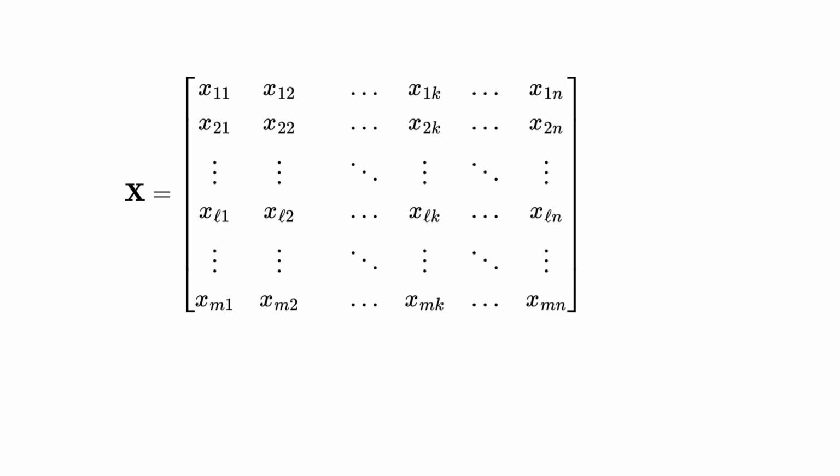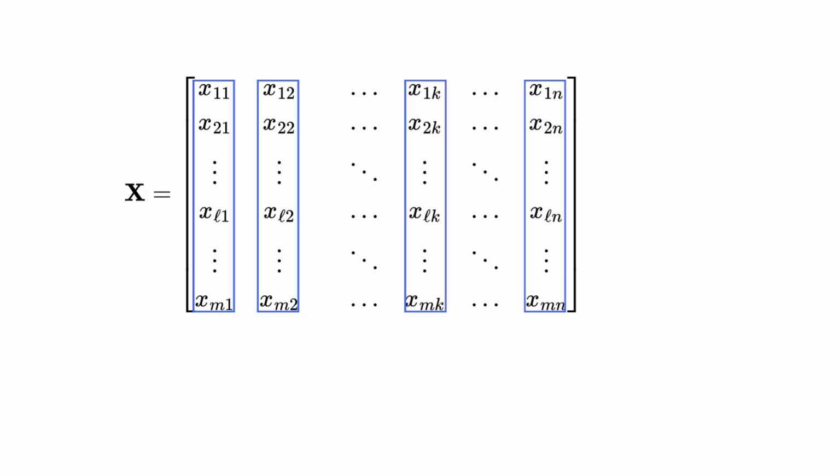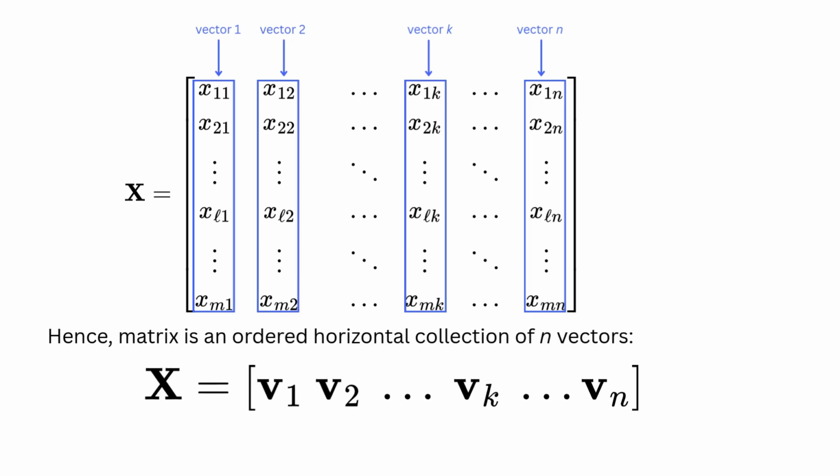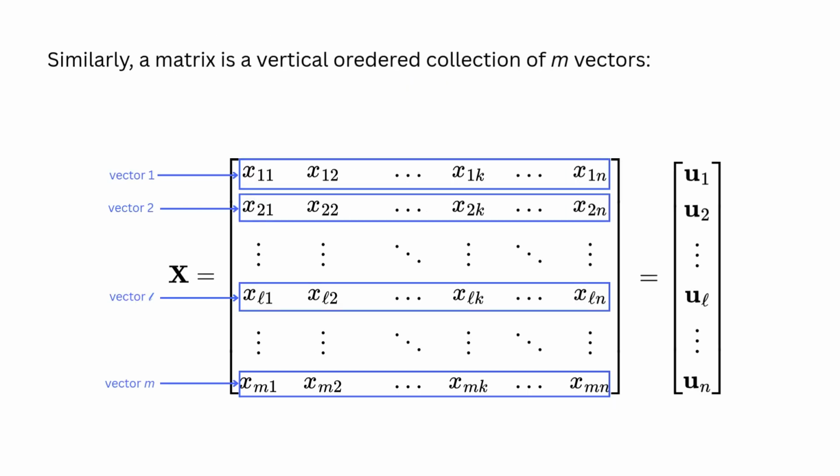There's an alternative point of view of matrices which proves very useful in many situations. Each column of the matrix may be seen as a vector in R^m. Hence, a matrix is an ordered horizontal collection of n vectors.